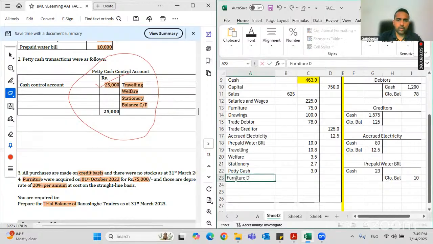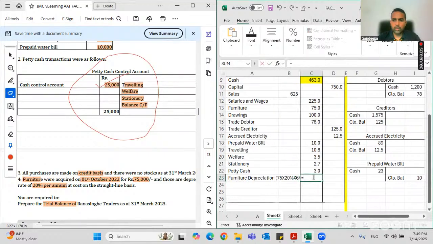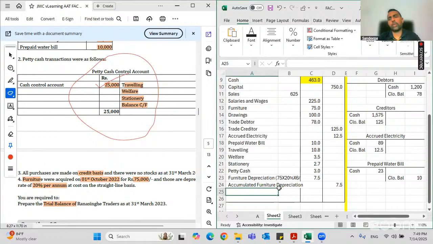Furniture depreciation, that is 75 into 20% into how many months? Only 6 months. 75 into 20% into 6 months. 7.5. Credited to accumulated furniture depreciation.